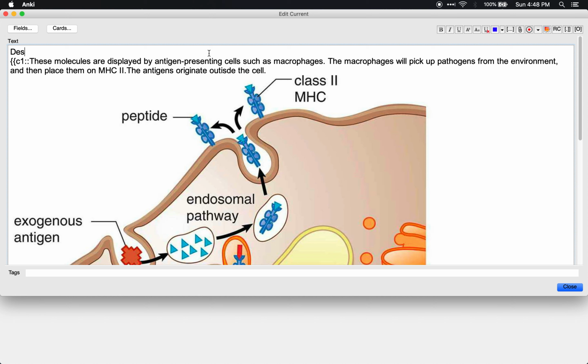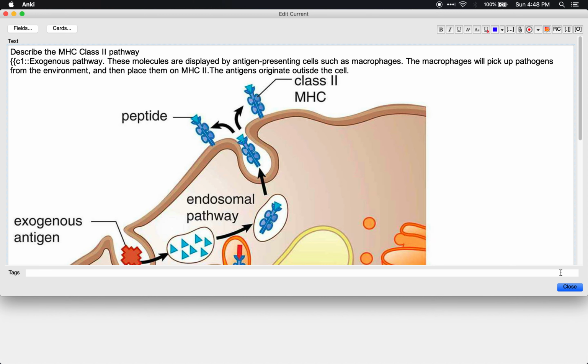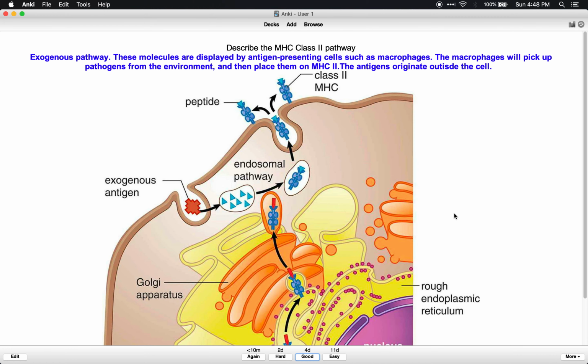Describe the MHC class 2 pathway. Exogenous pathway. These molecules are displayed by antigen-presenting cells such as macrophages. The macrophages will pick up pathogens from the environment and place them on MHC2. The antigens originate from outside.